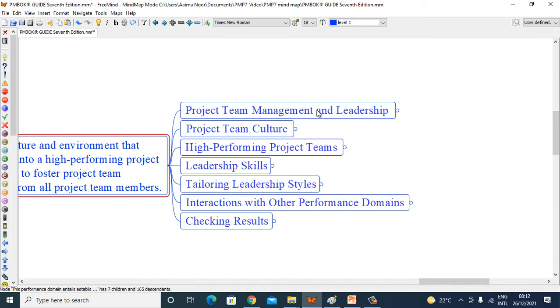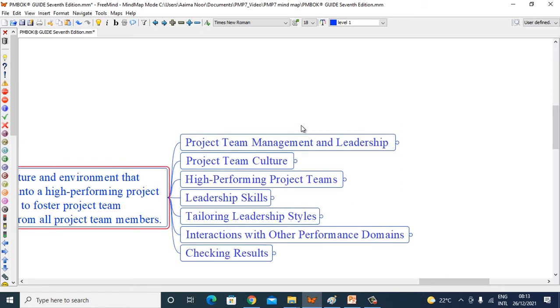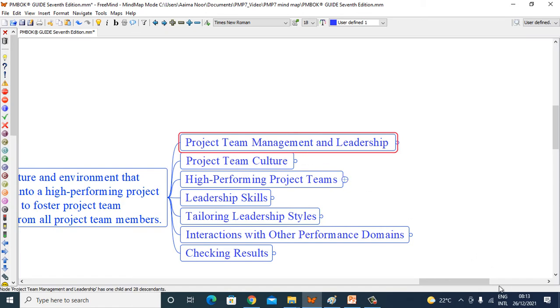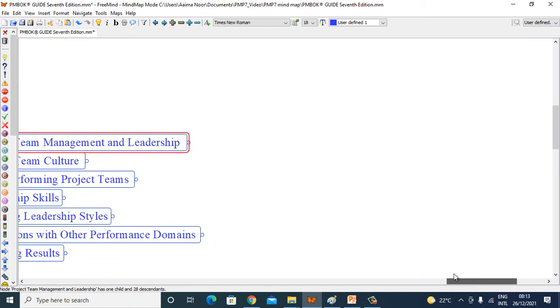Project team management and leadership, project team culture, high performing project teams, leadership skills, tailoring leadership style, interaction with other performance domains, and checking results. Let's explore one by one. First, project team management and leadership.